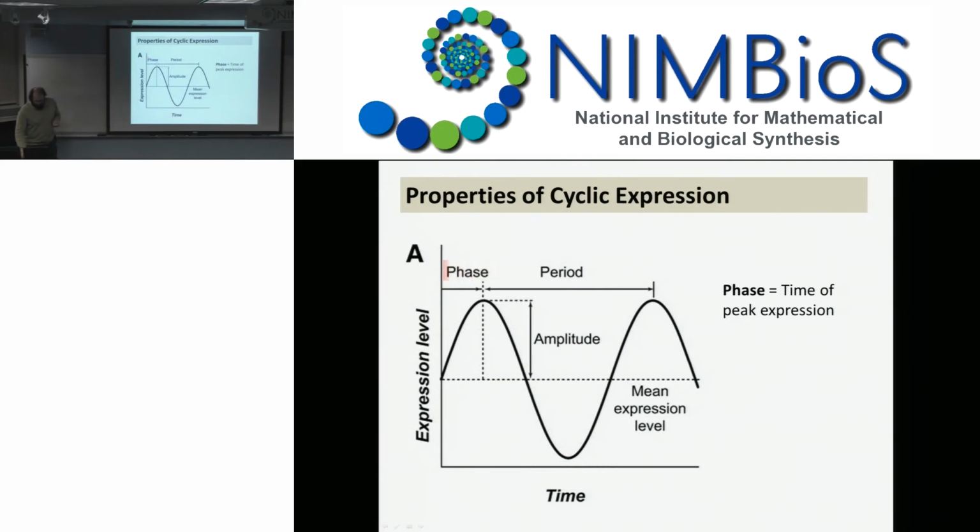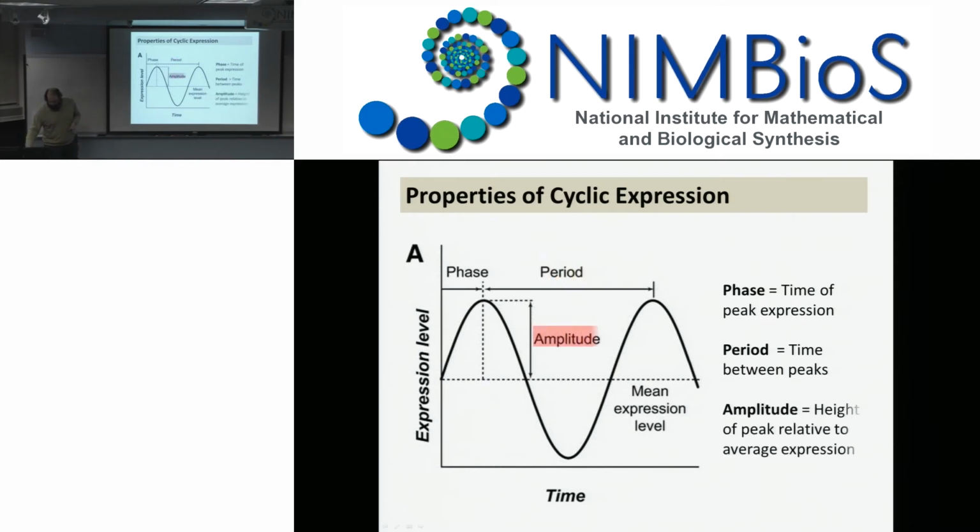Additionally, we can define the period, which is the time between two peaks, or you can think of this as the time in which the cycle repeats itself. This is important from the modeling aspect because if this is a day-night cycle, we expect this to be about 24 hours. And we're going to use that a lot when we're defining our models.